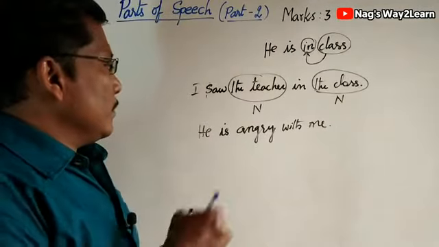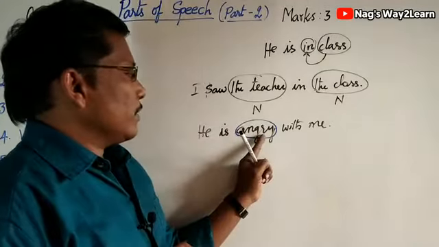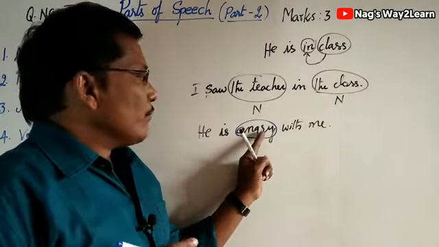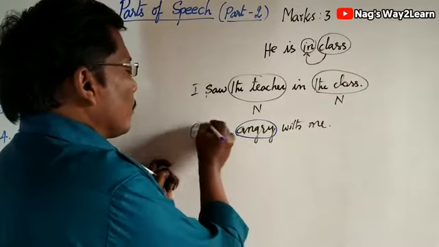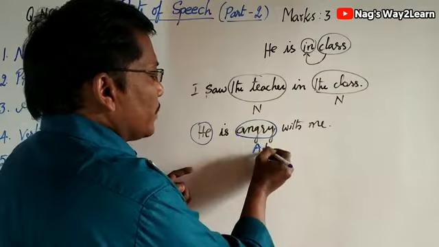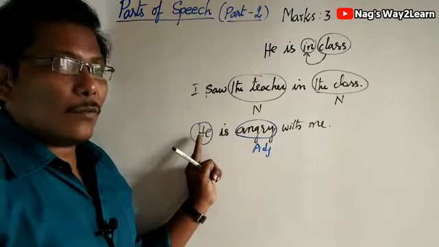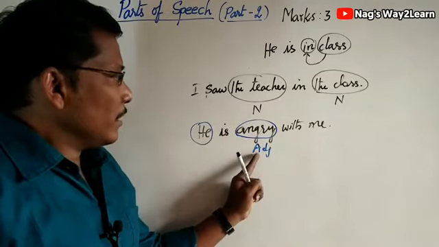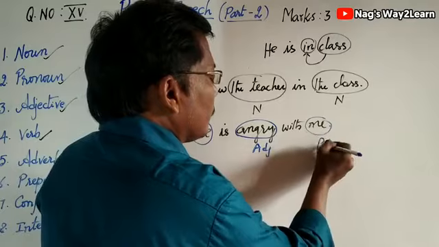So, you see this word angry. What is this angry? Angry is a word which describes the word he. He is already pronoun, so angry is adjective. Because the word angry is describing a noun or a pronoun. Okay, so angry is adjective. So, and me, this is pronoun.